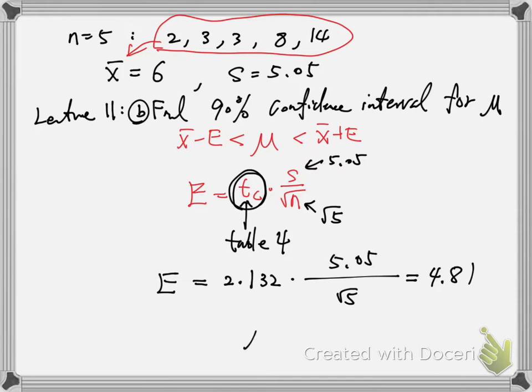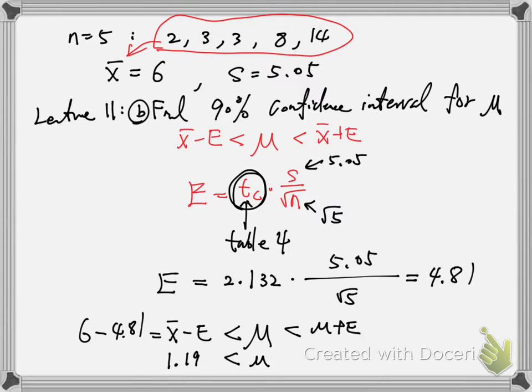So now the answer is mu is greater than x bar minus e. So x bar minus e, this is 6 minus 4.81. So this is 1.19. So that's the lower bound for mu. And then this is mu plus e. So this is 6 plus 4.81, so this is 10.81. Okay, 10.81. So this is the answer for part B.